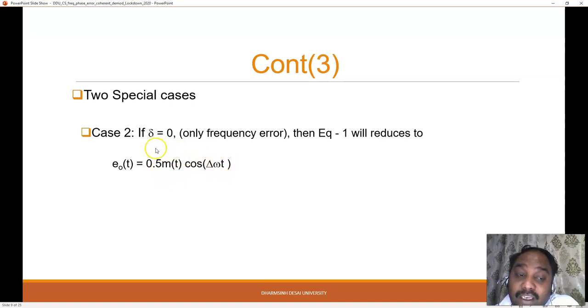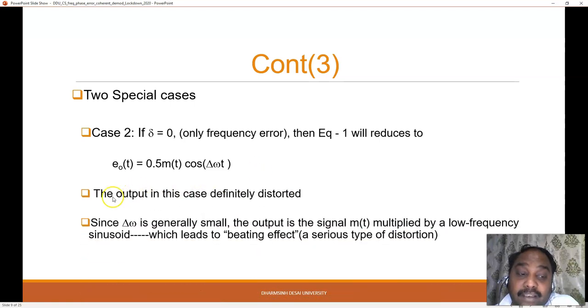It is like some signal 0.5 m of t is multiplied with cos delta omega t. The meaning of that is your M of omega, the spectrum associated at omega equal to 0, will be shifted to plus minus delta omega. So two spectra will overlap each other. The low frequency part of plus delta omega with the high frequency part of minus delta omega, both will overlap each other, and that will result in something known as the beating effect. So two different frequencies are as if multiplied, something like that.